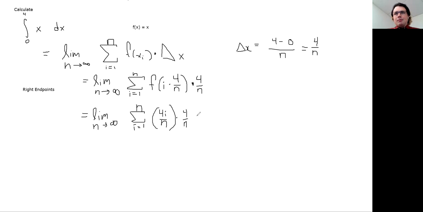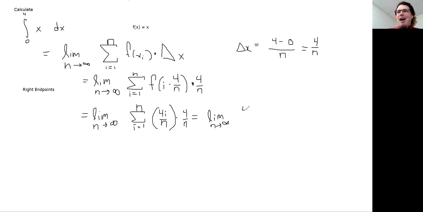Well, what can I do here? This sum is telling me to add up n numbers. The first of them will be 16 divided by n squared. The second of them will be 2 times 16 divided by n squared. The third of them will be 3 times 16 divided by n squared, and so on.